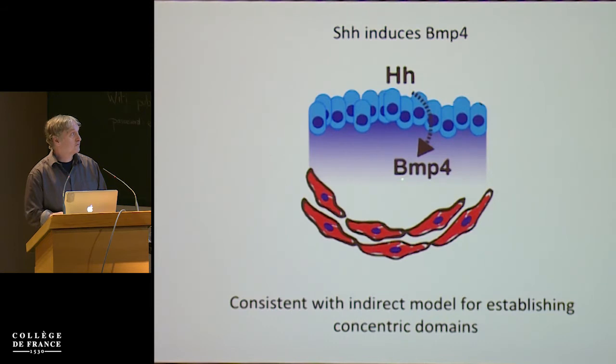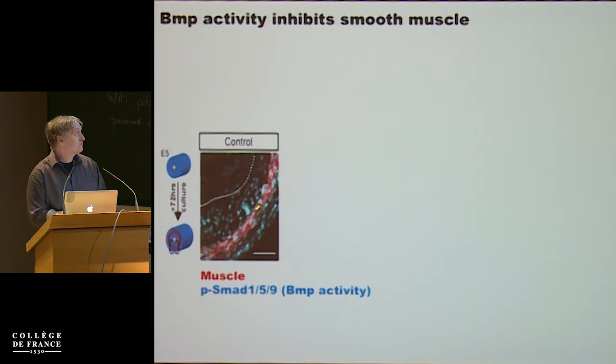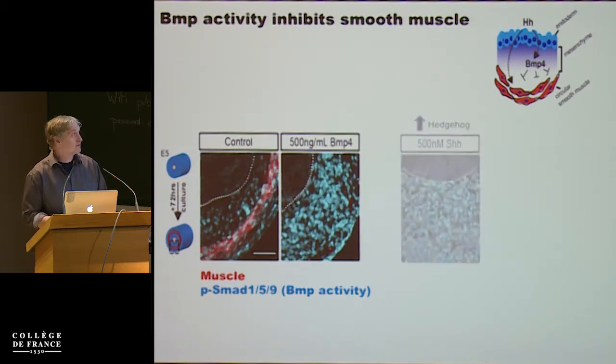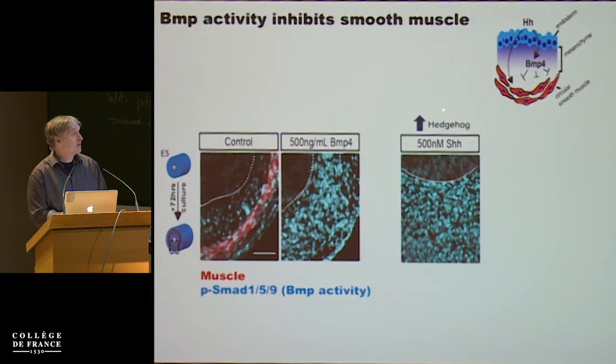Is BMP4 in fact inhibitory of the smooth muscle? Here's the normal smooth muscle in the control. You add BMP4 and you completely lose smooth muscle. Now that looks a lot like what happens if you add huge amounts of hedgehog. With huge amounts of hedgehog, you also have the absence of muscle. We're arguing that that's because a lot of hedgehog is inducing a lot of BMP4. If that were true, and you add the hedgehog and block BMP4, the prediction would be that in the absence of BMP4, the muscle should now form.